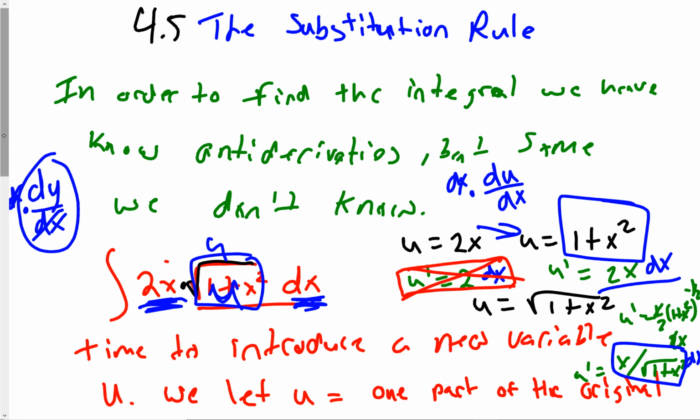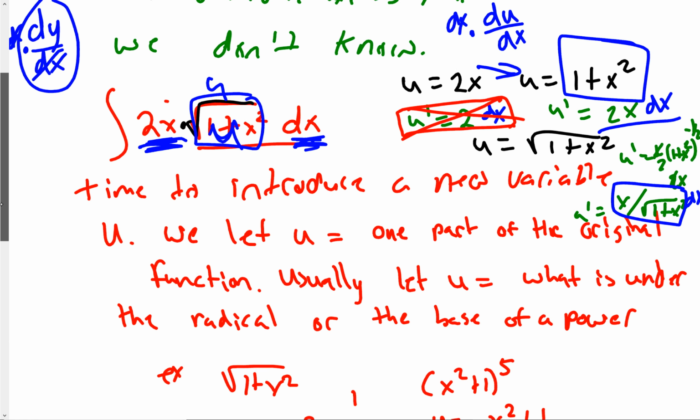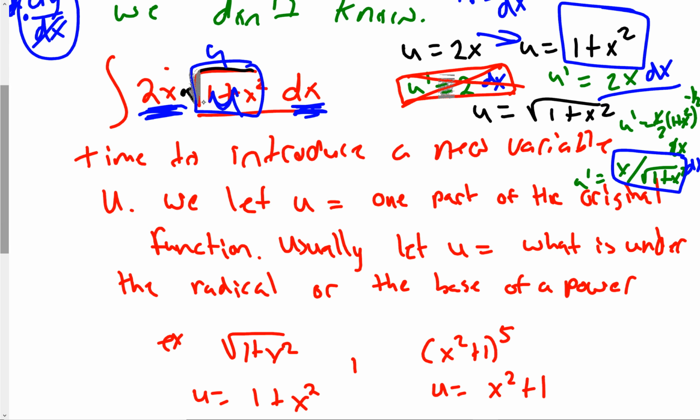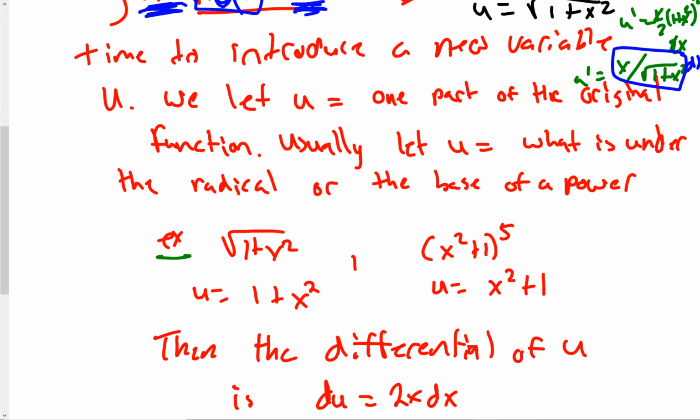Again, it takes some practice to figure out what u is. Sometimes it takes some experimenting, but usually you're going to let u equal whatever's underneath the radical, whatever's underneath the square root, cube root, that kind of thing, or whatever's being raised to a power. So here are some examples. If I have this example, here's my function that I'm taking the integral of.